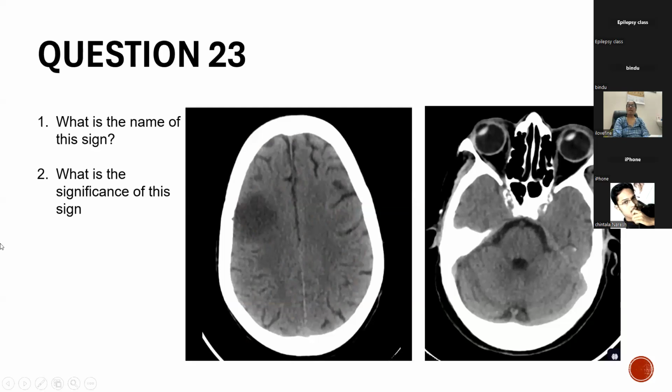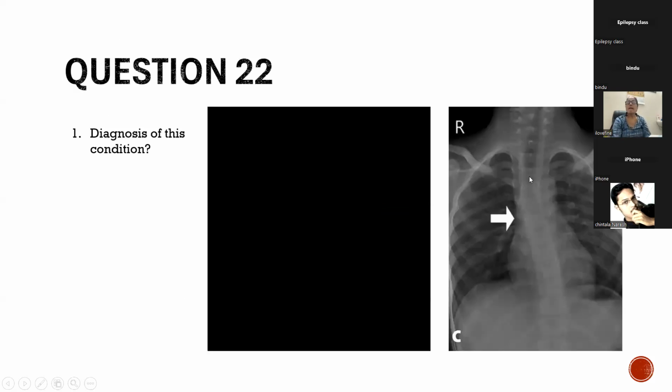Question number 23. What is the name of this sign? And X-ray showing a scoliosis of the spine.